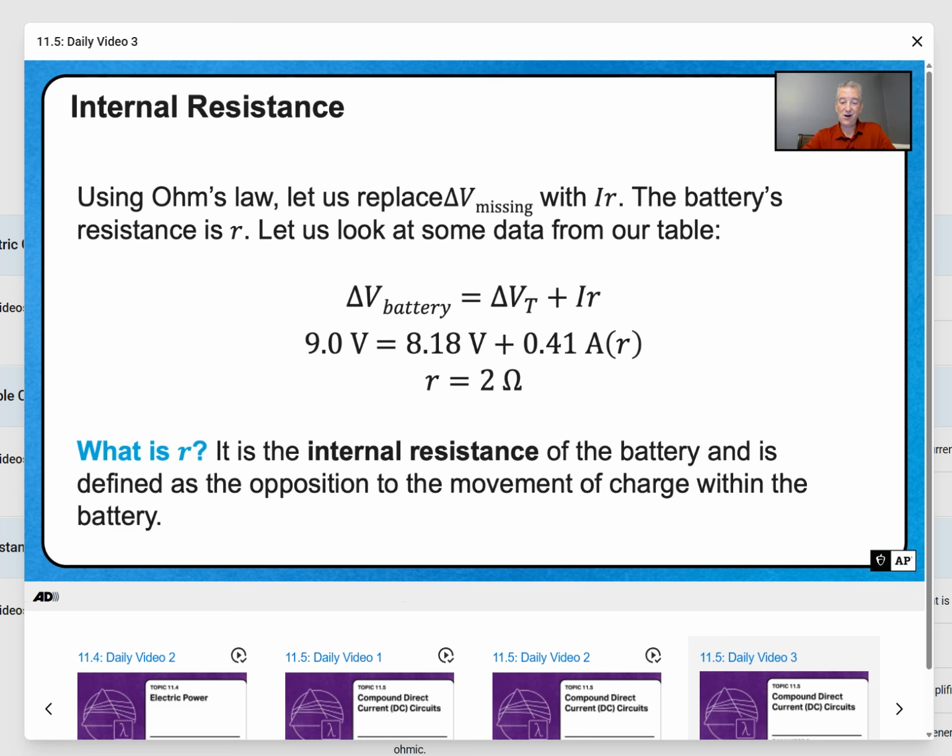What is little r? Well, it's the internal resistance of the battery, and it's defined as the opposition to the movement of the charge within the battery. And if you remember from our data table, that 9 volt and the 8.18 volt and the 0.41 amp had a battery resistance of 2 ohms.